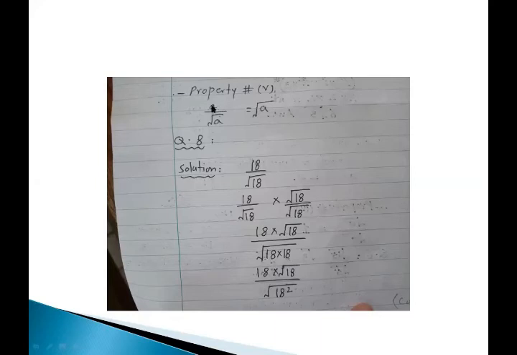Okay, property number 5 was a divided by under root a, which is equal to under root a. So there is a question over here, 18 divided by under root 18. If we have to convert it into this form, the same number without under root in the numerator and the same number under root in the denominator, how would we deal with it?